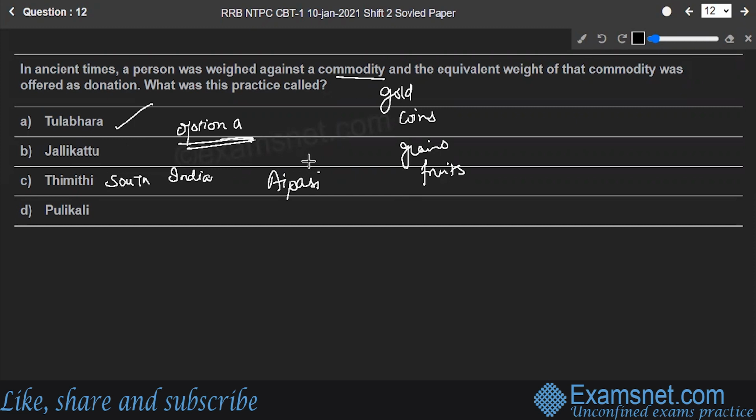The last one, that is Pulikali or the tiger dance. This is one of the folk dance forms of Kerala, also known as tiger dance. So we have option A, Tulabhara, as the correct answer.